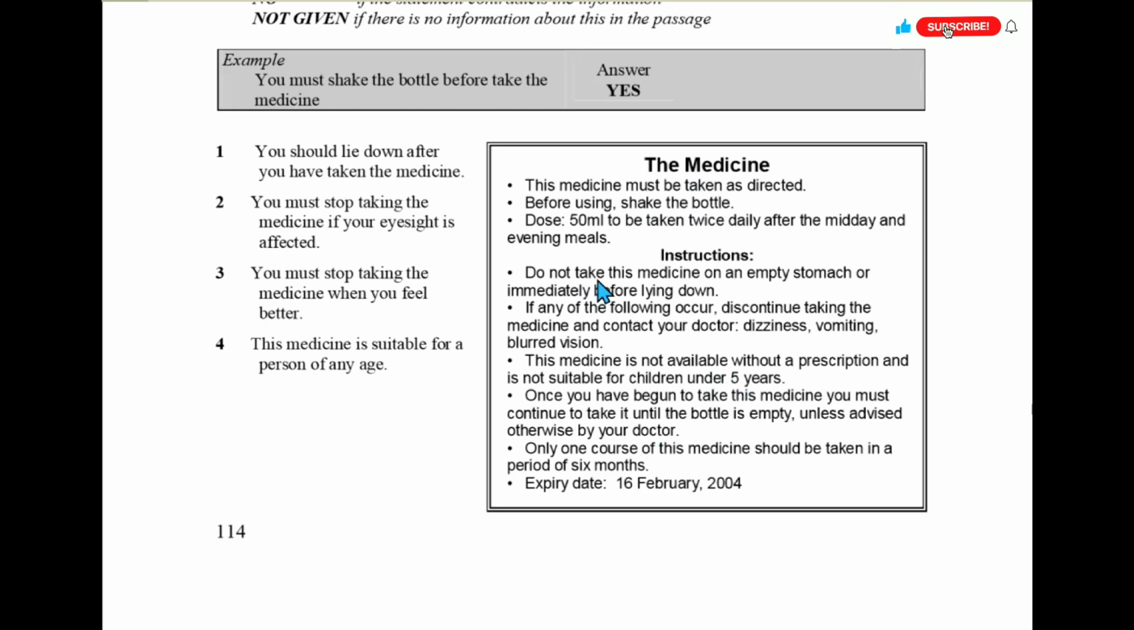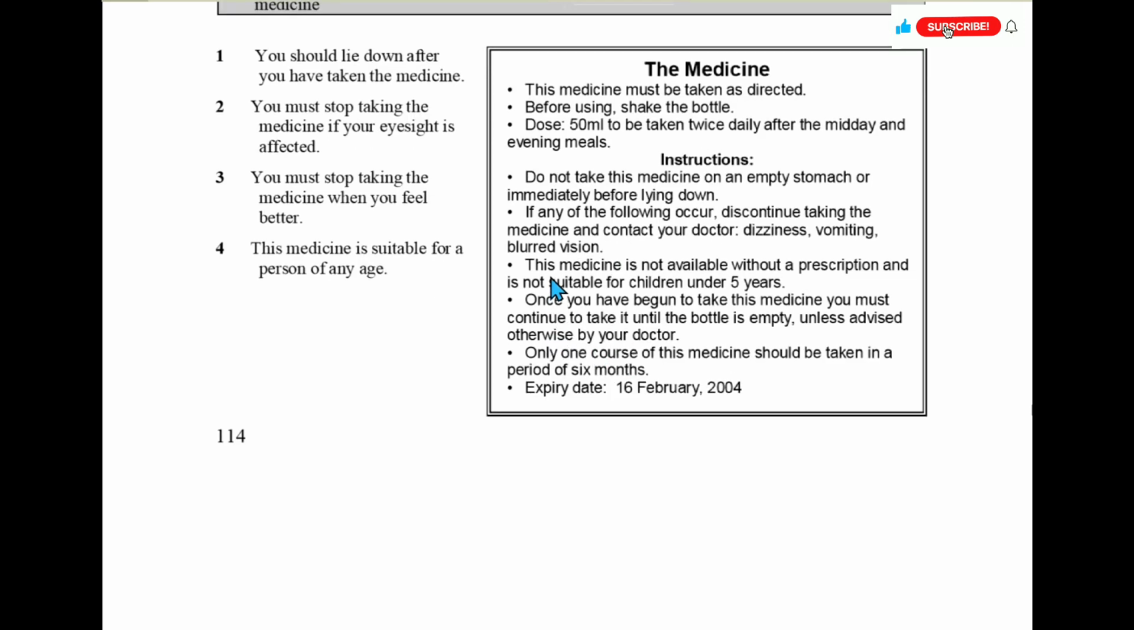Do not take this medicine on an empty stomach or immediately before lying down. Next, if any of the following occur, discontinue taking the medicine and contact your doctor. And those are dizziness, vomiting, blurred vision. This medicine is not available without a prescription and is not suitable for children under 5 years.